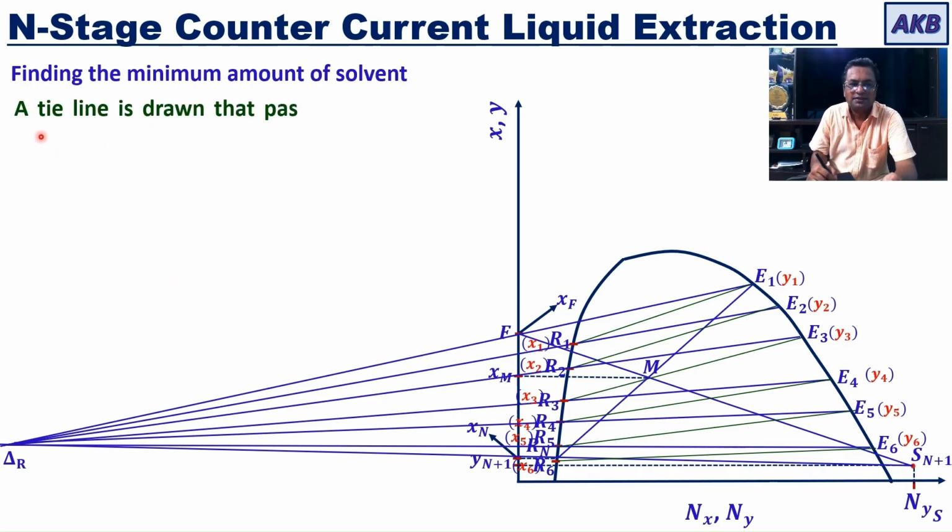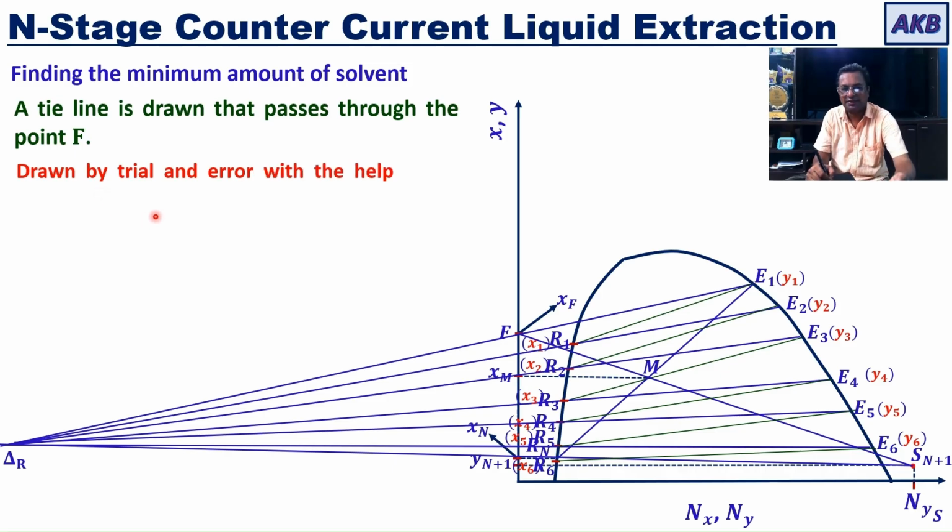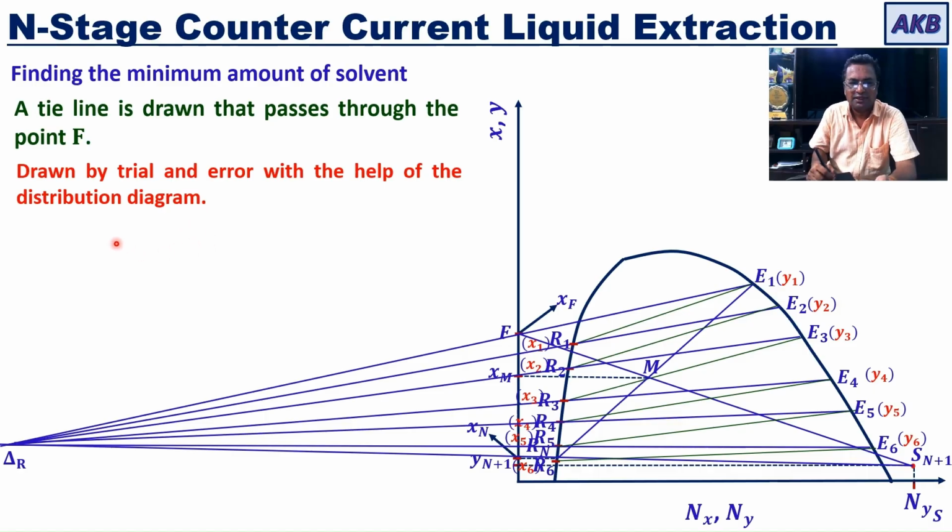Let us understand. A tie line is drawn that passes through point F. Again, we have to draw it by trial and error, and for that we will have to make use of the distribution diagram. In my next video, I'll be discussing a numerical where I'll tell you how to find the minimum amount of solvent.